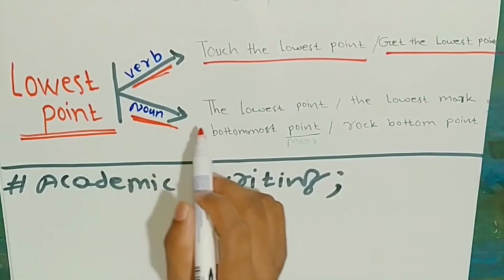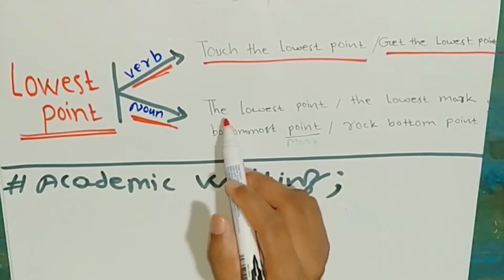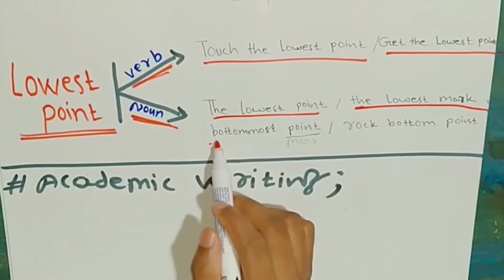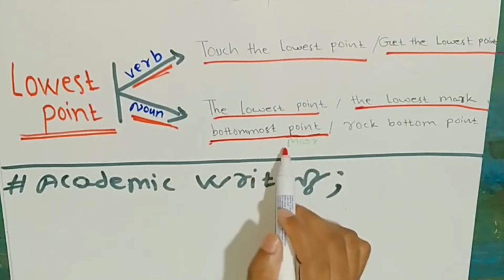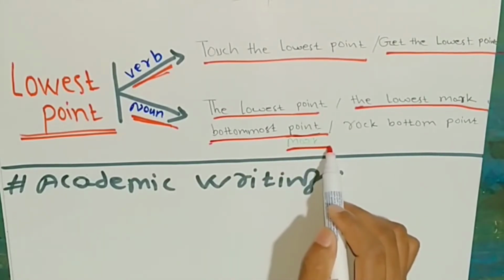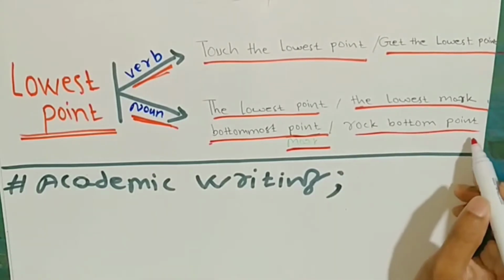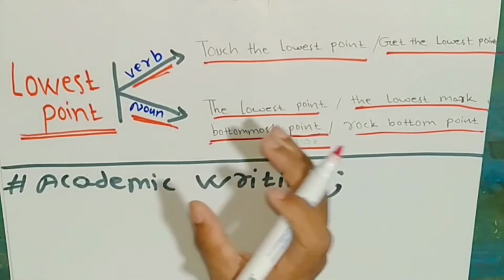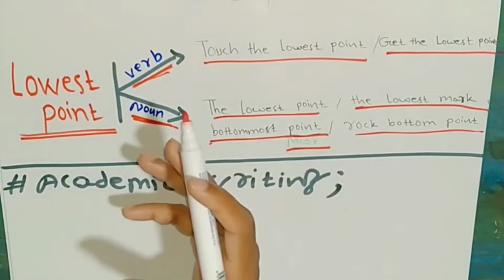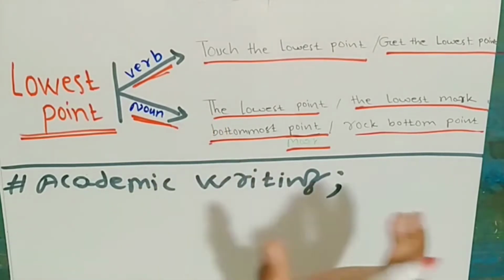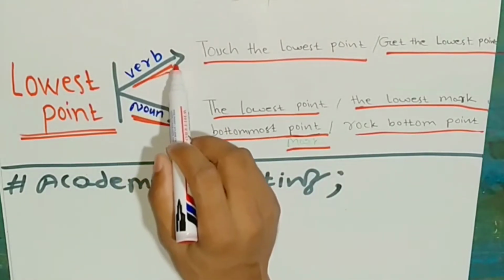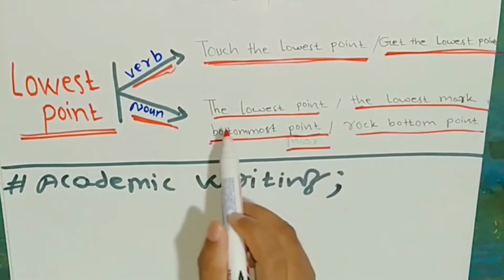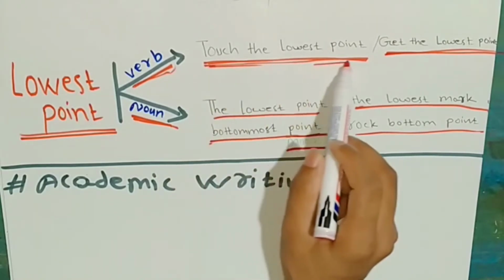And for the noun positions, we have some words here. The lowest point, the lowest mark, bottommost point, or you can say bottommost mark, right? Rock bottom point. You can also use rock bottom point. So if you want to show the graph is at the lowest point and you need a word as above, we have these words, right? So you have to memorize these words and try to make your own sentences.